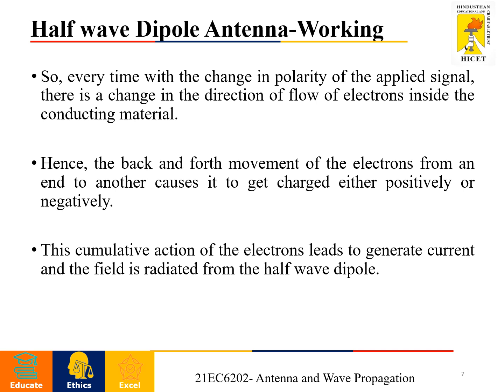Hence, the back and forth movement of the electrons from one end to another causes it to get charged either positively or negatively. Thus, cumulative action of the electrons leads to generate current and the field is radiated from the half-wave dipole.